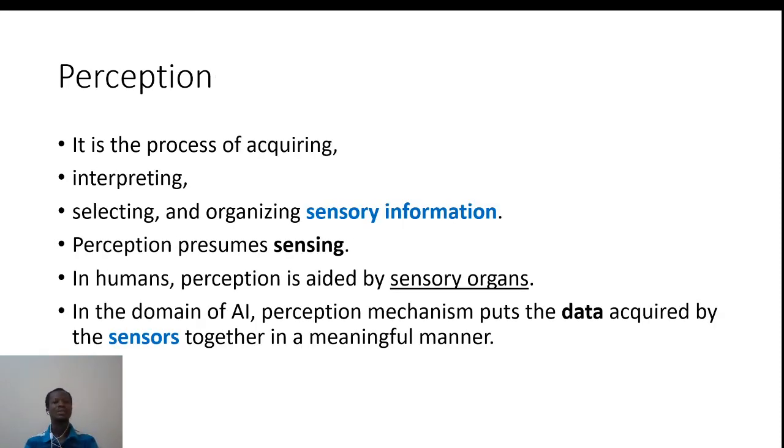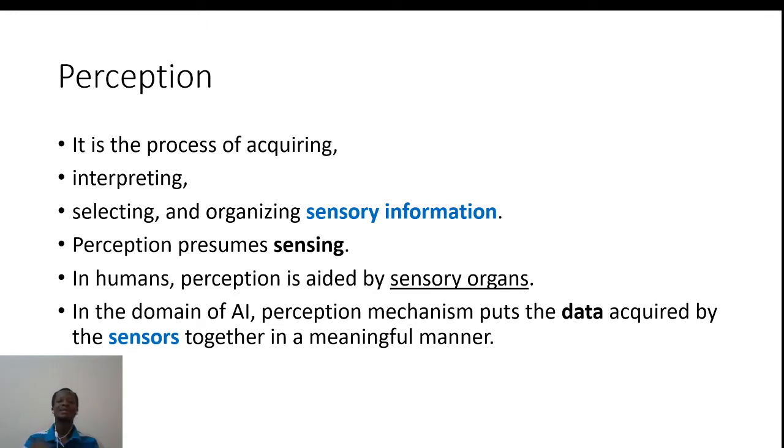Perception is the process of acquiring, interpreting, selecting, and organizing sensory information. So perception is how you perceive, and the brain does that for you naturally. Perception presumes sensing. If someone cannot sense or smell something, how can they perceive? In humans, perception is aided by sensory organs. We use our senses to perceive. I can hear a noise coming, so I can acquire, interpret, select, and organize. That means there's a bird chirping. I'm hearing that. That's perception.